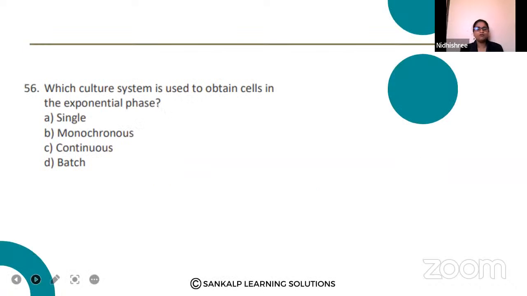Okay. Which culture system is used to obtain cells in the exponential phase? Option A single, option B monoclonus, option C continuous, option D batch.